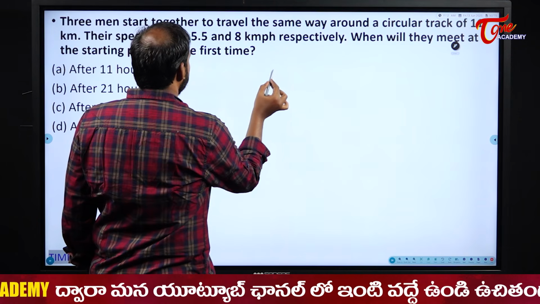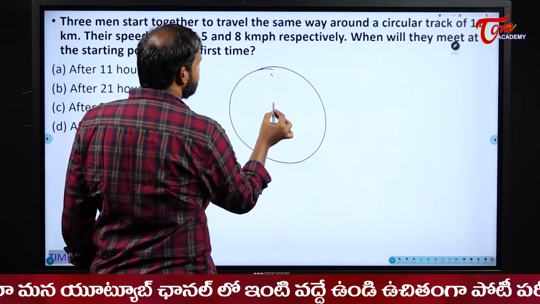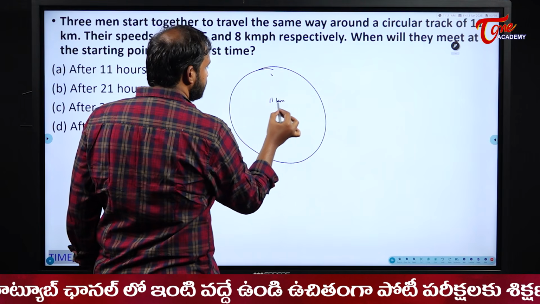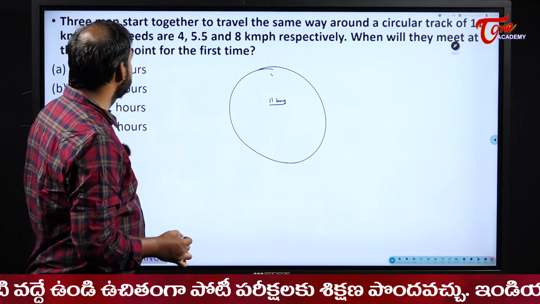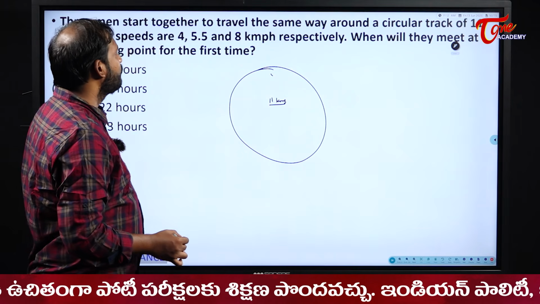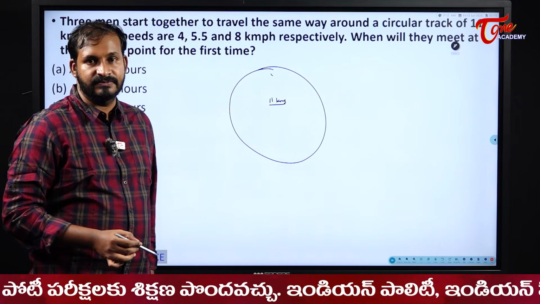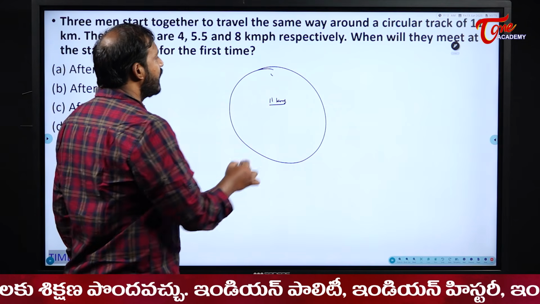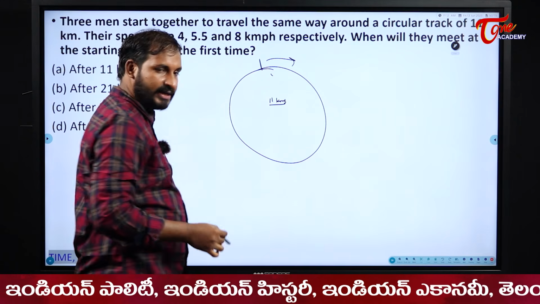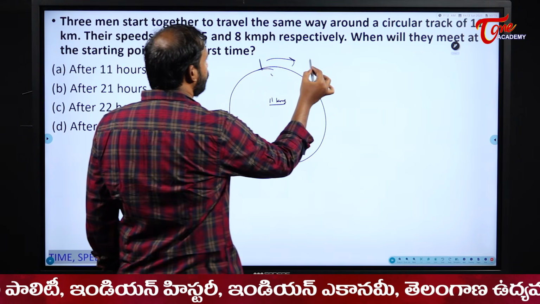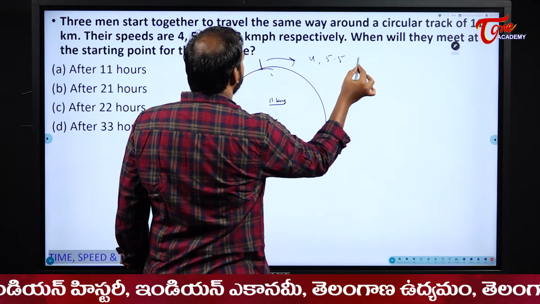Okay. The circular track is of what length? 11 kilometers. Now their speeds are 4, 5.5 and 8 kmph, and all three are running in the same direction. Their speeds are what from here? 4, 5.5 and 8 kmph.